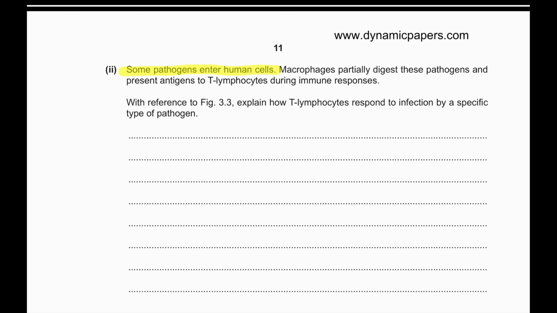Some pathogens enter human cells. Macrophages partially digest these pathogens and present antigens to T lymphocytes during immune response. With reference to figure 3.3, describe how T lymphocytes respond to infection by a specific type of pathogen. When antigens are presented, these are forming APC or antigen presenting cells. The antigen presenting cells are then going to match with the type of T lymphocyte that is complementary to it. So this particular APC's goal will be to find a complementary T cell.